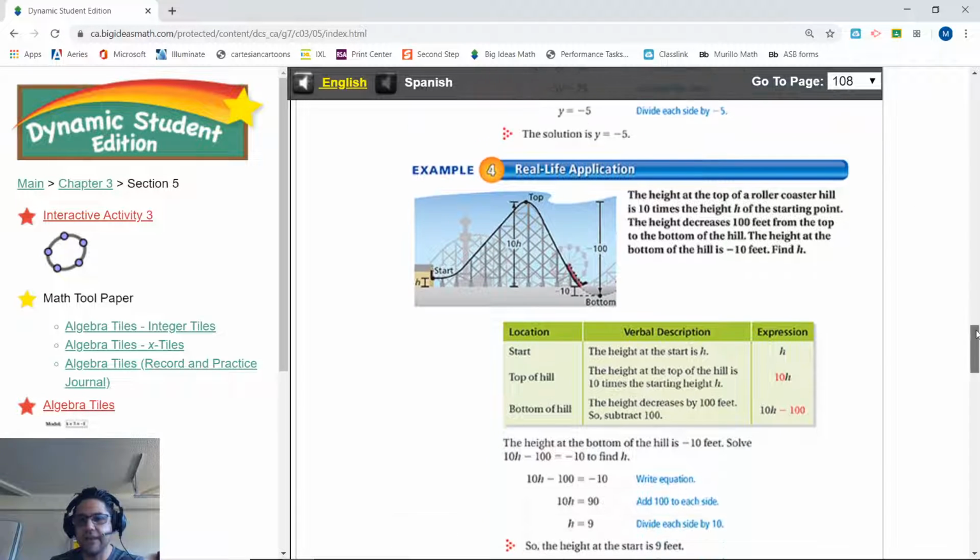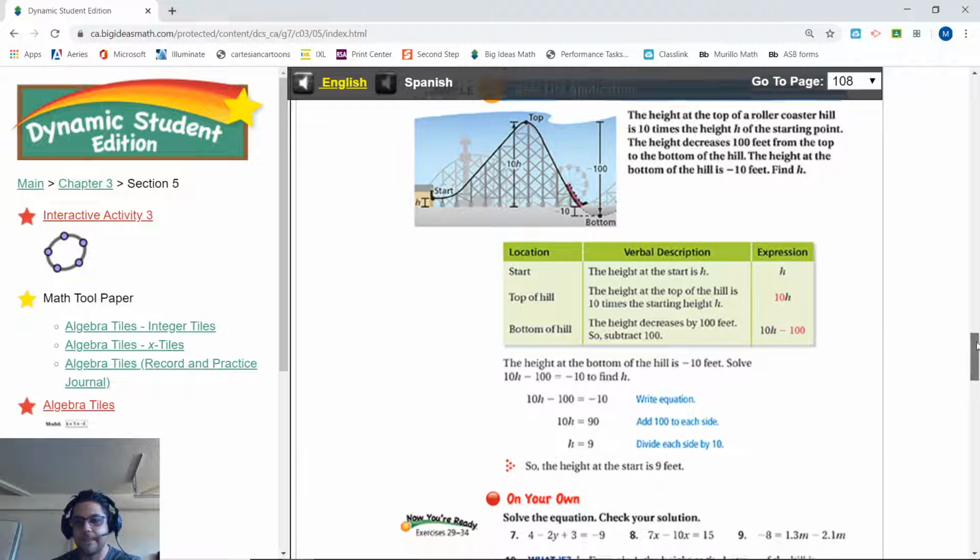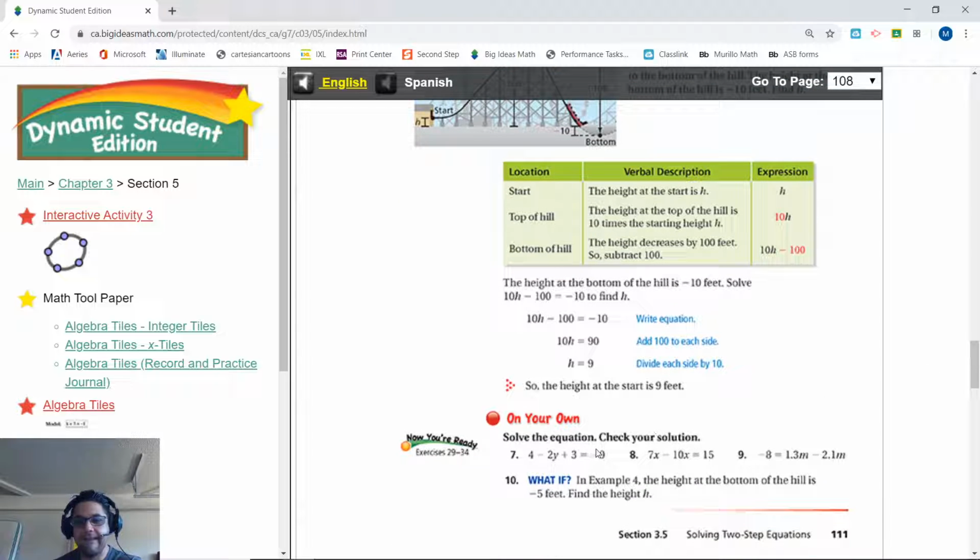Real life application. Ooh, roller coaster. I want to go on a roller coaster again. Some of you may be like, I want to get out of my house. All right. And maybe we'll try some of those as well. We'll come back to that.